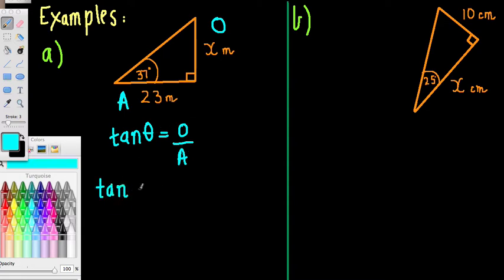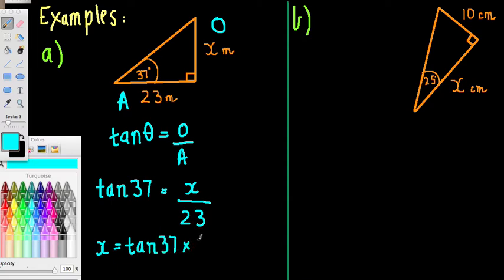Next step, you might have guessed from all the practice that we've already done with the other ratios, I need to substitute those values in. Final step, I need to get x as the subject. So I'm multiplying both sides by 23.